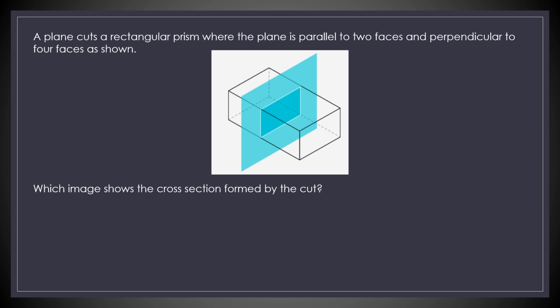So here again, we want to know what image is shown by this cross section, and the image that's shown is going to be this rectangle inside. So this rectangle would be the image of the cross section here. It's pretty simple stuff.